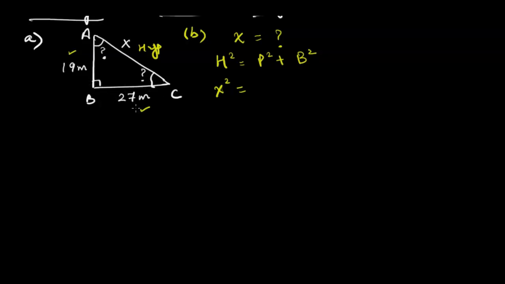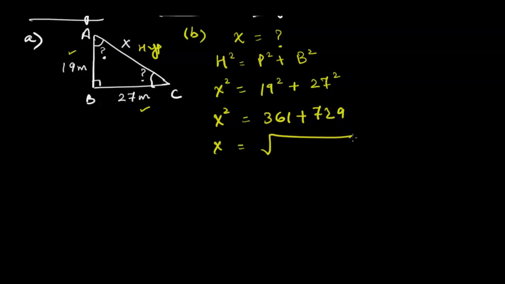is 19 and 27 respectively. So we would put 19 square plus 27 square. 19 square we get is 361 and 27 square is 729. X will be equal to the square root of 729 plus 361, that is the square root of 1090, which is equal to 33.01. Because this is given to us in meters, this would be in meters as well.